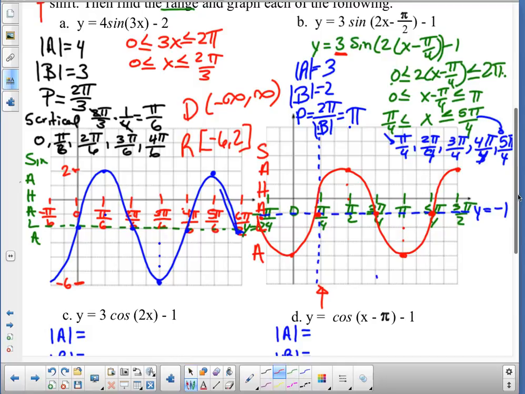Okay, and again, I'm supposed to find my range. Now again, the domain here is -infinity to infinity. My range is -4 to +2. I'm hoping that you're recognizing that range is the amplitude and my axis. So it's my axis plus my amplitude, and my axis minus my amplitude. The low side of the range is my axis minus my amplitude, -4. The high side of the range is my axis plus my amplitude, +2.